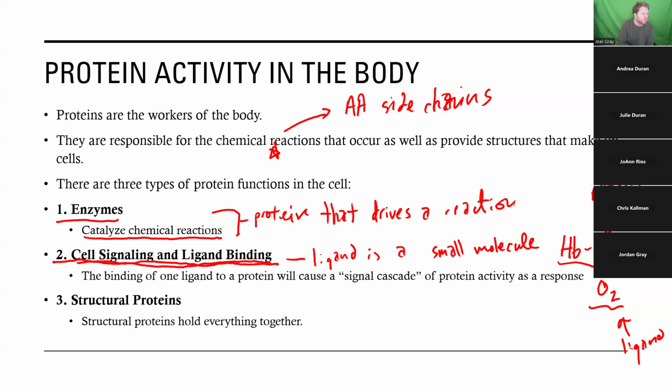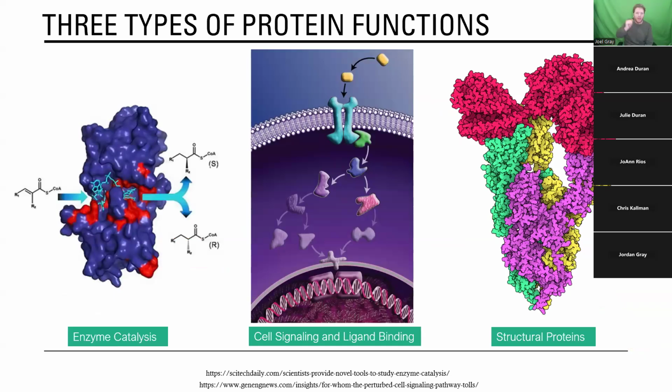And then the last major role that proteins play is their structural role. They basically hold everything together. So to illustrate these 3 points, we've got on the left-hand side, enzyme catalysis, where we have this molecule right here is our input. That molecule goes to our enzyme right here, or our protein. And our enzyme slash protein, I'm going to use those terms interchangeably, it's going to make a little bit of a change to this molecule.